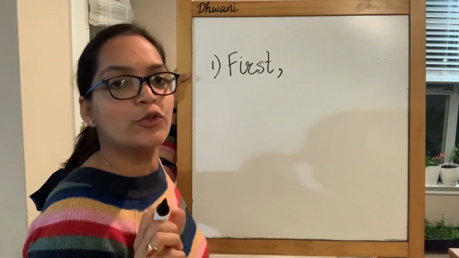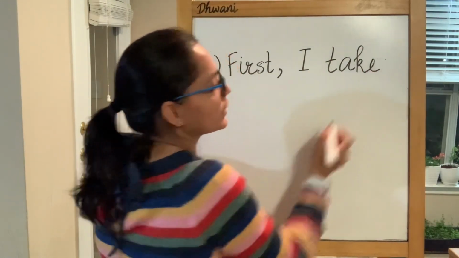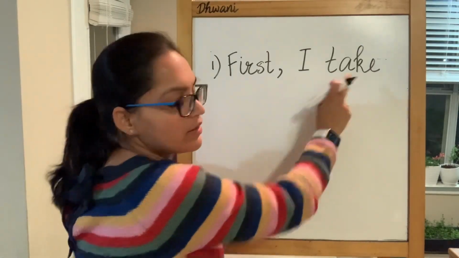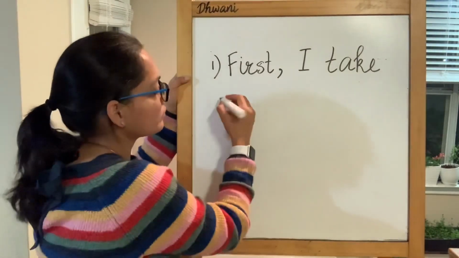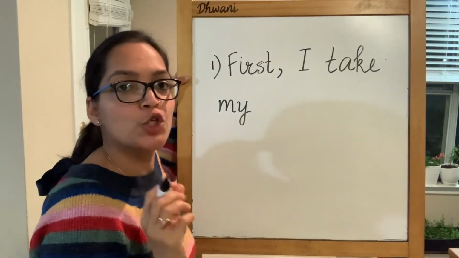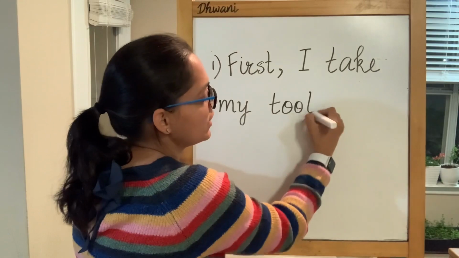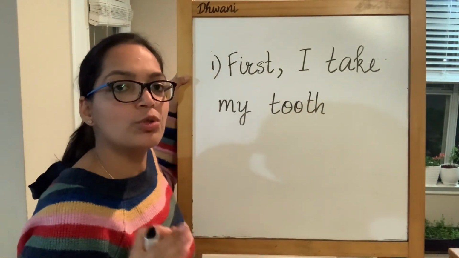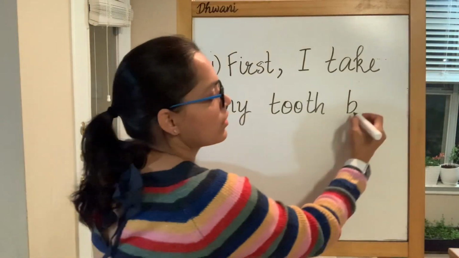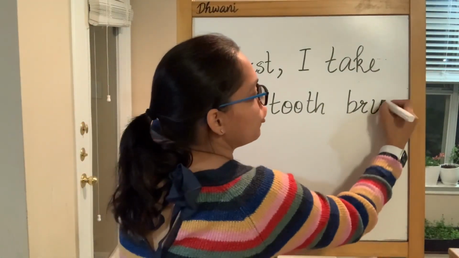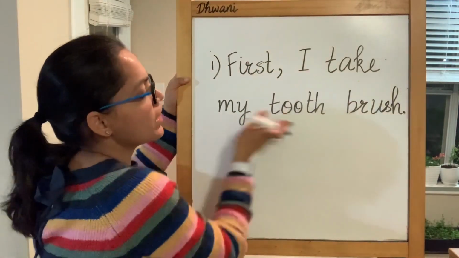So we will begin our first sentence with first. First, I take my toothbrush. I take. The A sound. So A, K, and because I heard A sound, I'm going to put E. I take my toothbrush. Long O sound. Tooth and TH, tooth. And now toothbrush. Brush. R sound is there. So br, short vowel U and sh. First, I take my toothbrush.